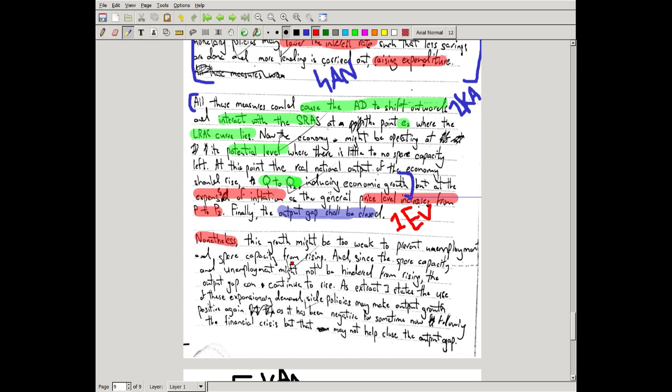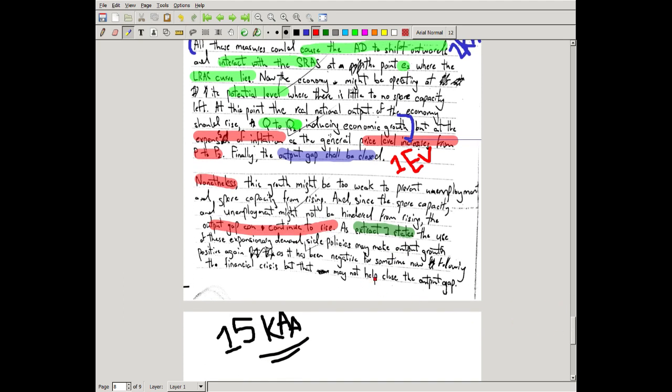Nonetheless, this growth might be too weak to prevent unemployment and spare capacity from rising. And since spare capacity and unemployment might not be hindered from rising, the output gap can continue to rise. Extract one states, so application would be, let's say, in this color. As economists say, the use of these expansionary demand-side policies may make output growth positive again, as it has been negative for some time now following the financial crisis, but that may not help close the output gap.